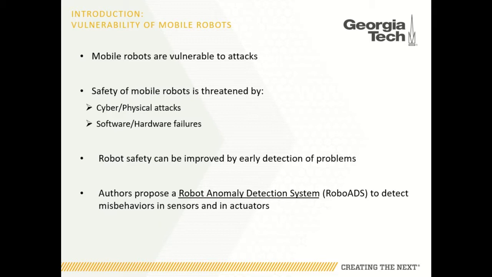The safety of mobile robots is threatened by cyber and physical attacks, as well as software and hardware failures through cyber and physical channels. We're going to discuss that more on the next slide. Robot safety can be improved by early detection of problems, and that's why the authors designed this robot anomaly detection system: to specifically identify misbehaviors in sensors and actuators so that they can be detected early and future problems can be avoided.